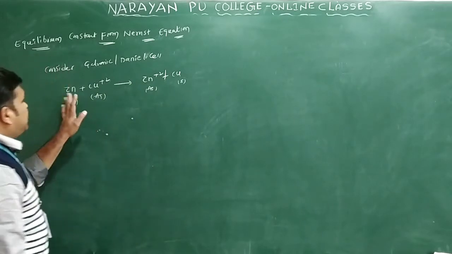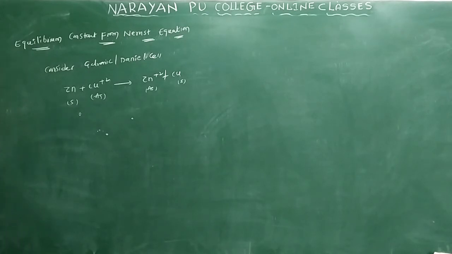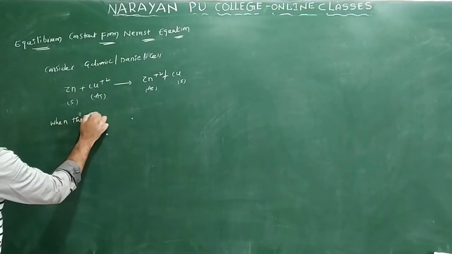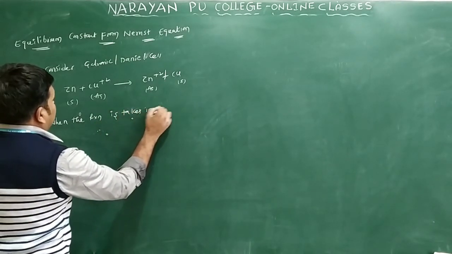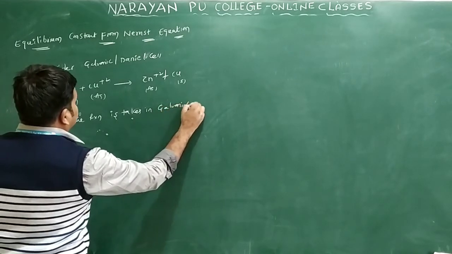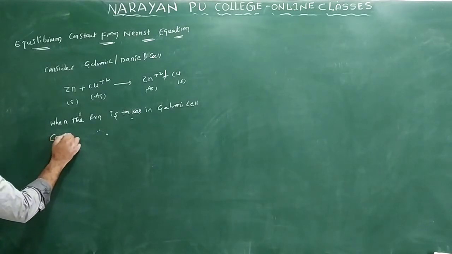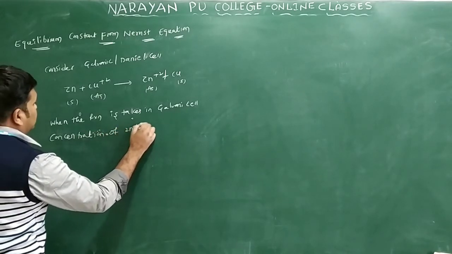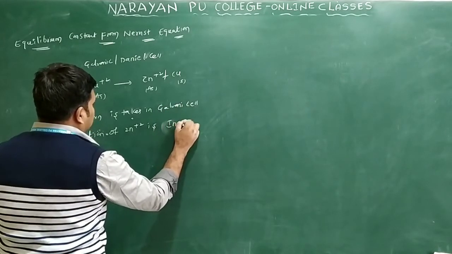Now we'll say this one: Zn plus Cu plus 2 gives rise to Zn plus 2 plus Cu only. What we can write here is, when the reaction is going on, when the reaction takes place in the galvanic cell, what you can see here is that the concentration of Zn plus 2 is decreased, concentration of Zn plus 2 is what?